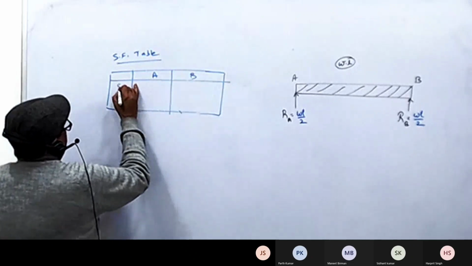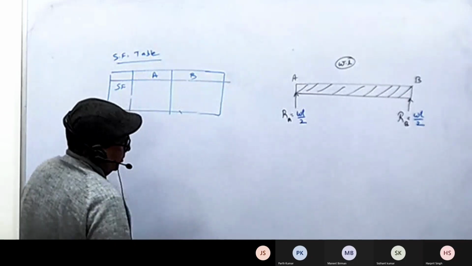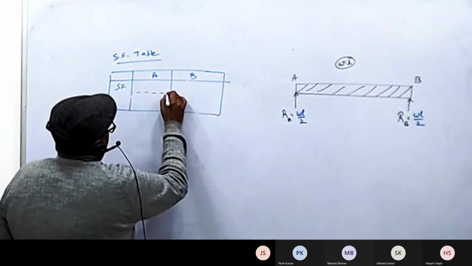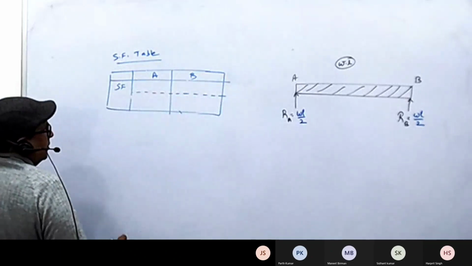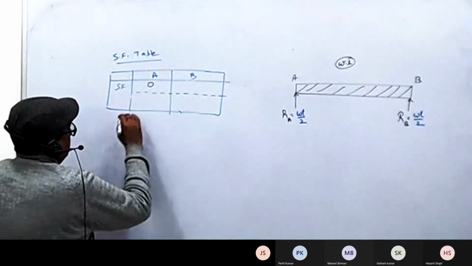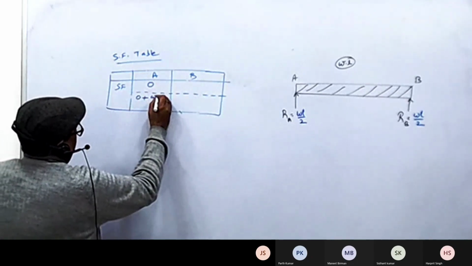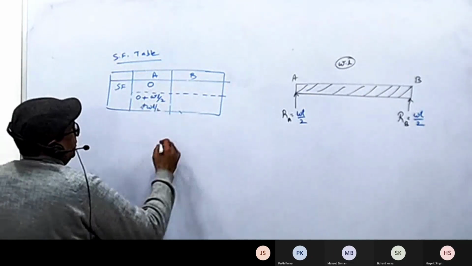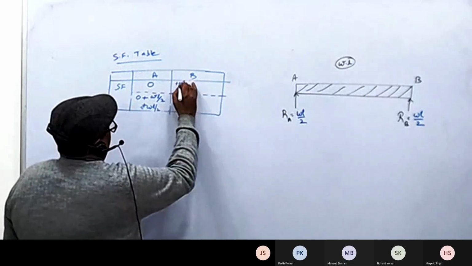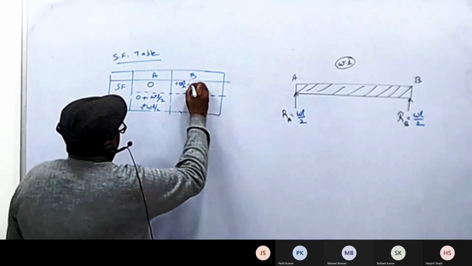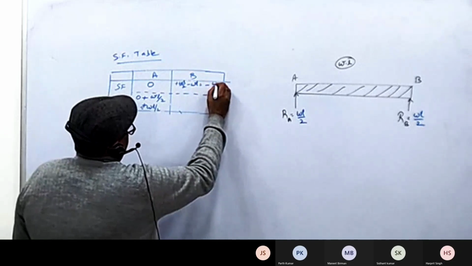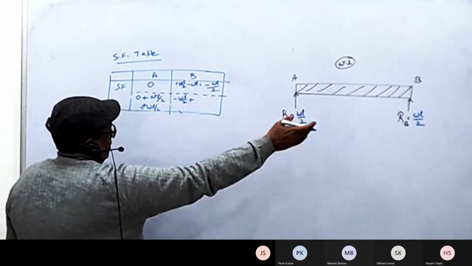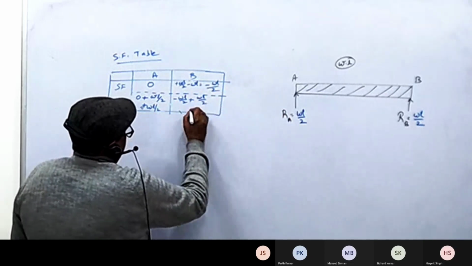Shearing force units are not given, so we can't put any units in this question. You have point forces at A and at B. To the left of A would be 0. To the right of A would be 0 plus WL by 2, equal to WL by 2. To the left of B would be plus WL by 2 minus the weight of the beam WL, which will make it minus WL by 2. Then it will be minus WL by 2 and the reaction at B plus WL by 2, making it 0.